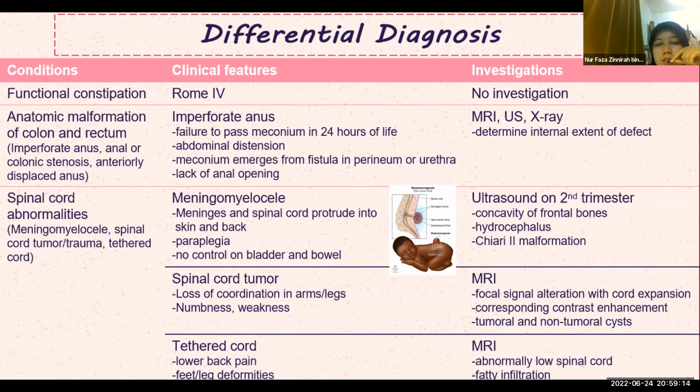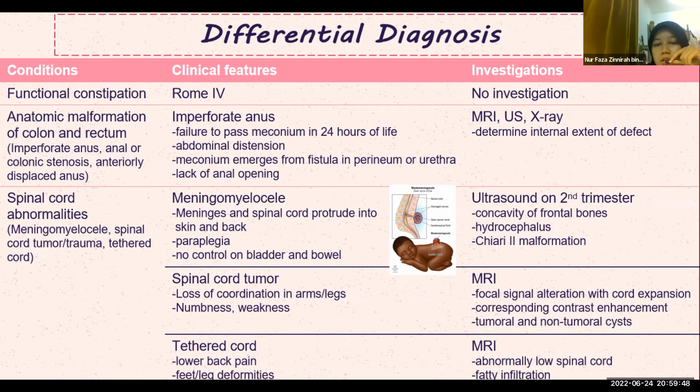And then third is spinal cord abnormalities, for example meningomyelocele. So we can see that there is a protrusion through the skin at the back. Then the child can present with paraplegia, and there is no control of the bladder and bowel. So meningomyelocele can be diagnosed antenatally on ultrasound in the second trimester, where there is a concavity of the frontal bone, hydrocephalus, and Chiari II malformation. So Chiari II malformation is when the cerebellum, brainstem, and also the fourth ventricle extend into the foramen magnum.